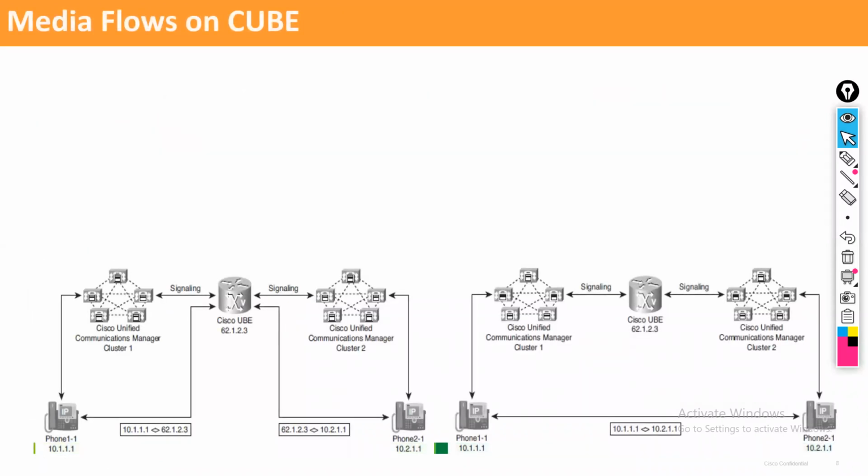Media flows of the CUBE. Again, we have three types of media flows. You can see the diagram. This is for media flow through and media flow around. We have this one.